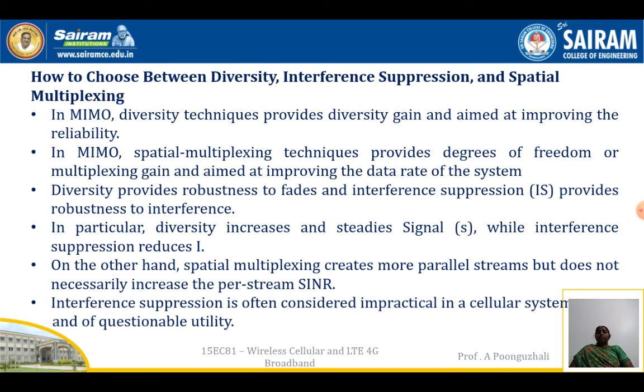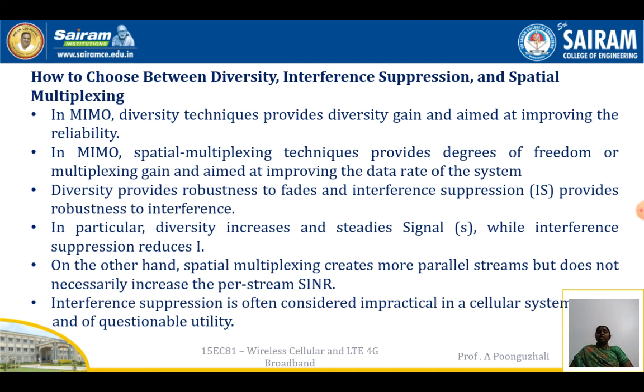Next we are going to see how to choose between diversity, interference suppression and spatial multiplexing. In MIMO diversity techniques, we provide diversity gain, which mainly improves the reliability of the system. Similarly, in MIMO systems, we go for spatial multiplexing to increase the data rate, which provides a degree of freedom or multiplexing gain, and it is mainly used for increasing the data rate of the system.